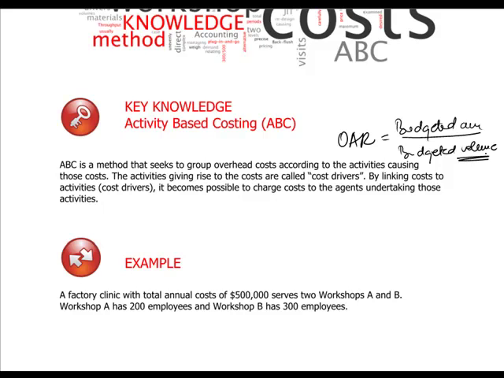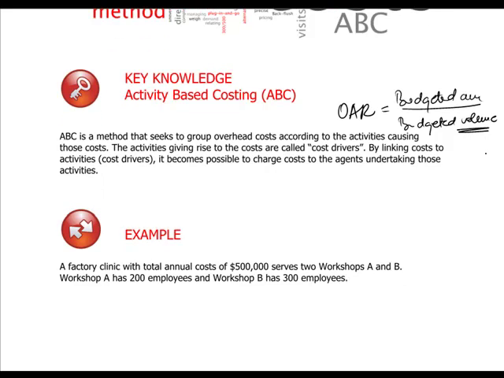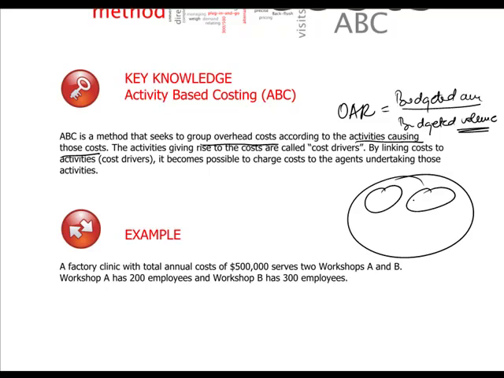Now the first part of your text deals with activity-based costing, the ABC, which basically changes the structure a little bit because it groups overhead costs according to the activities causing those costs. So there's a big pool of overheads, and instead of dividing that big pool by a single amount of a volume, as I told you, it divides them according to the activities that cause those costs. These are then cost drivers, and these can be linked to the activities, so we can charge the costs to the agents undertaking those activities.